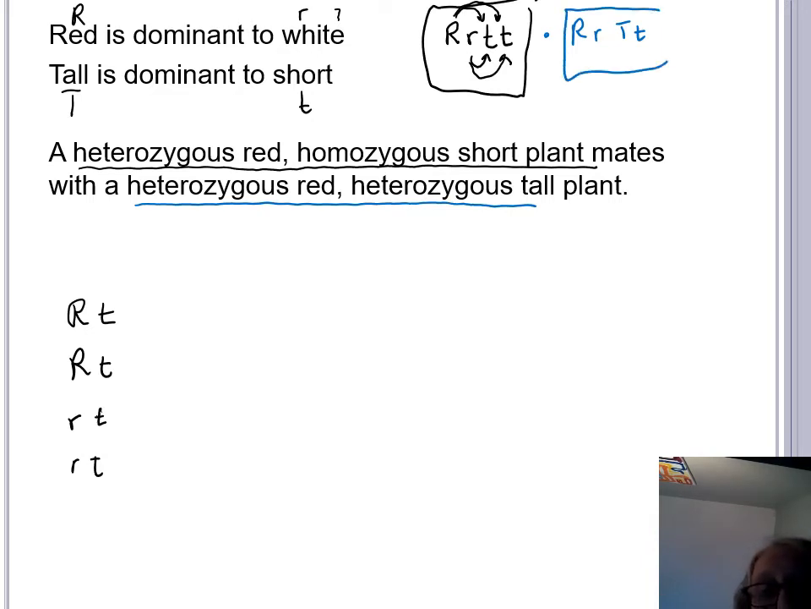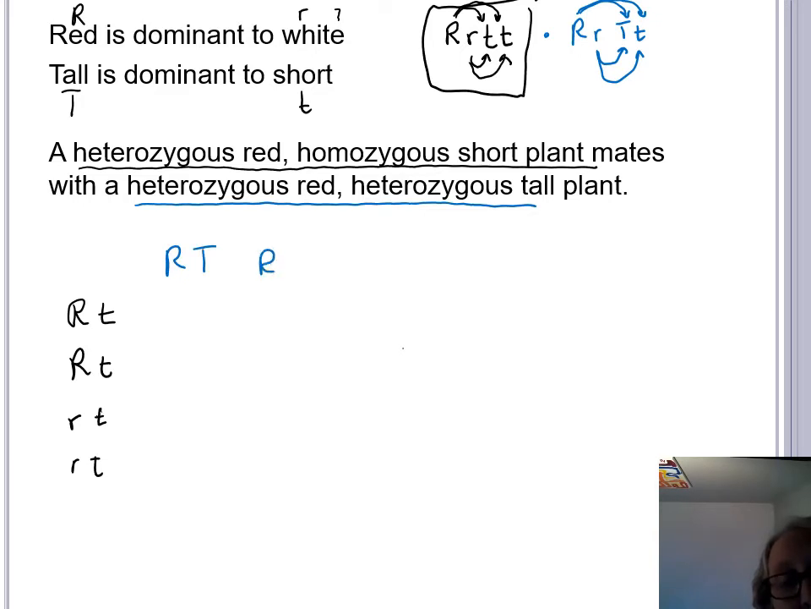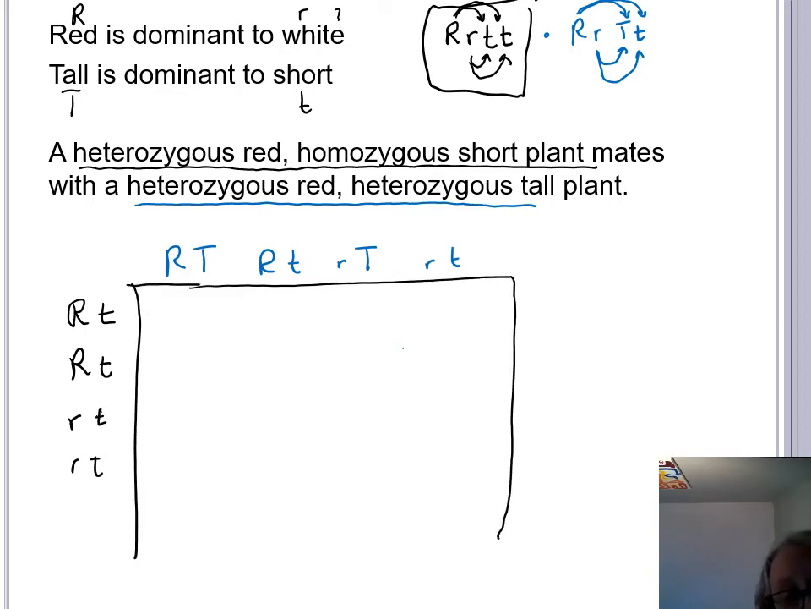I wasn't doing anything with the second individual. I then need to figure out what gametes the second individual can produce. Big R, big T, big R, little t. Little r, big T, little r, little t. So here we go. Big R, big T. Big R, little t. Little r, big T. Little r, little t. I now have this set up so that I can fill out my Punnett square. My Punnett square is going to need to be a 4x4 grid.